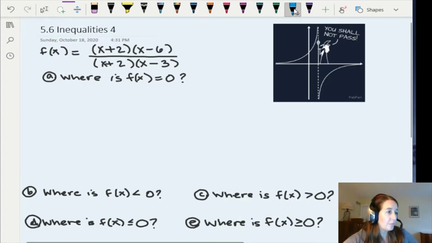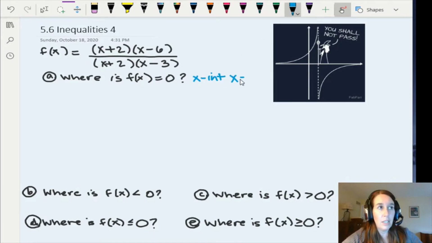So first of all, where does f of x equal 0? And that is the x-intercepts. If you recall, we've already studied rational functions. Remember, that was a lot to learn, but the x-intercepts are the numerator of the function. So the numerator is what gives you the zeros or the x-intercepts. So that would be -2 and +6. So that's the answer to part A.